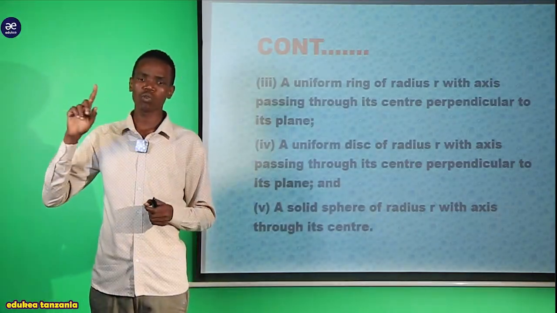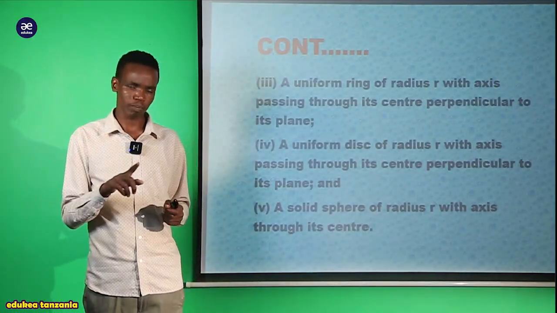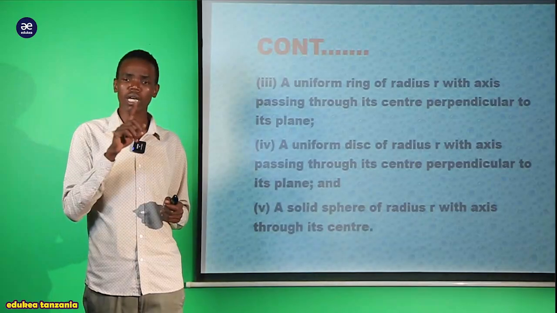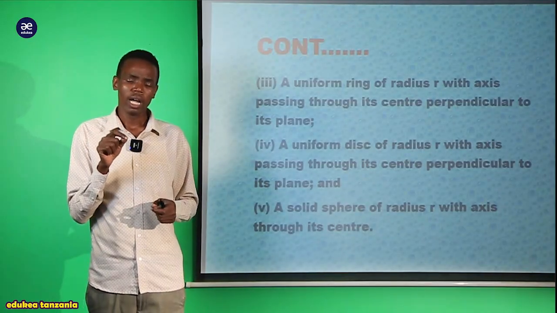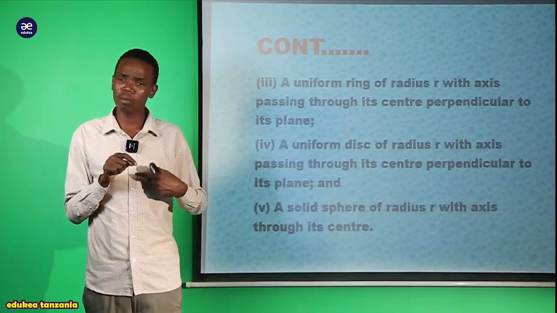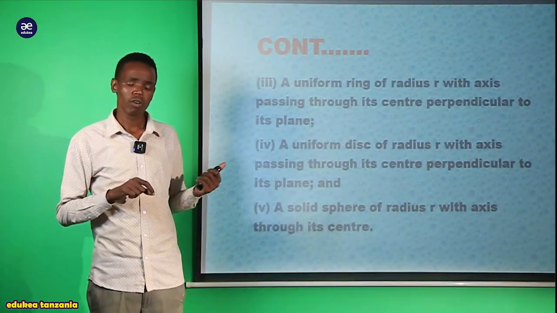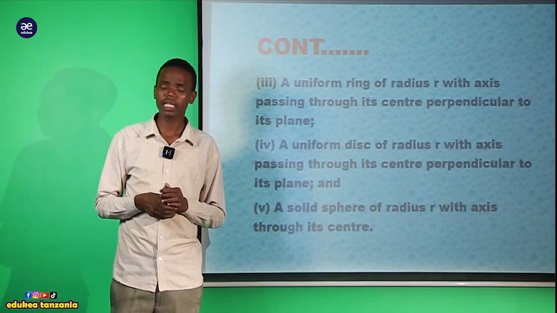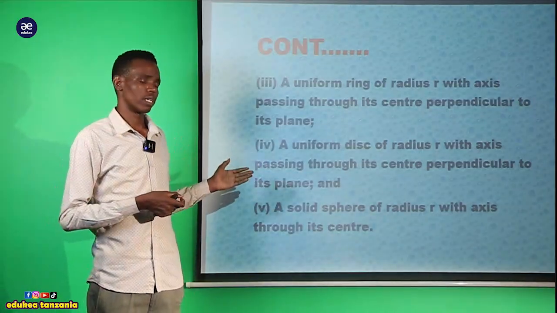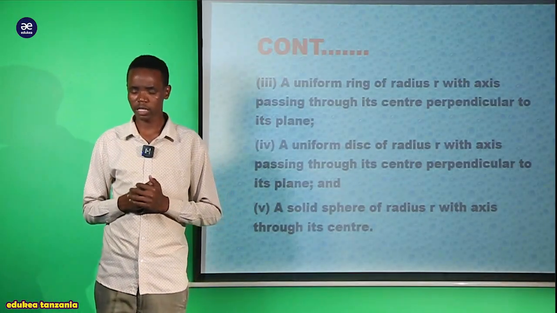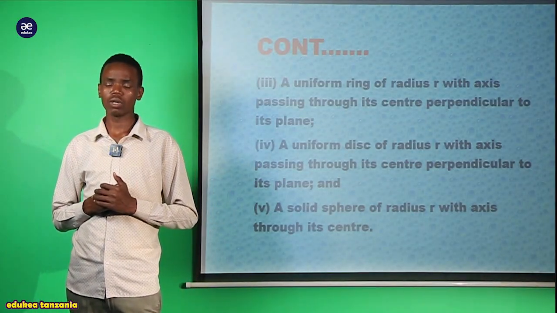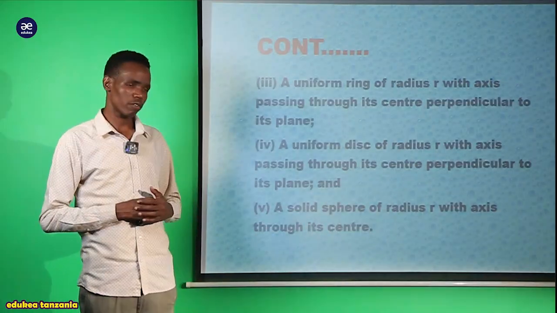It tries to rotate perpendicular to the axis. If it rotates perpendicular to the axis through the center, how can we get the moment? How can we get the radius of gyration for that? The radius of gyration for this uniform disk. This is what we have been asked in our question Roman 4 here.